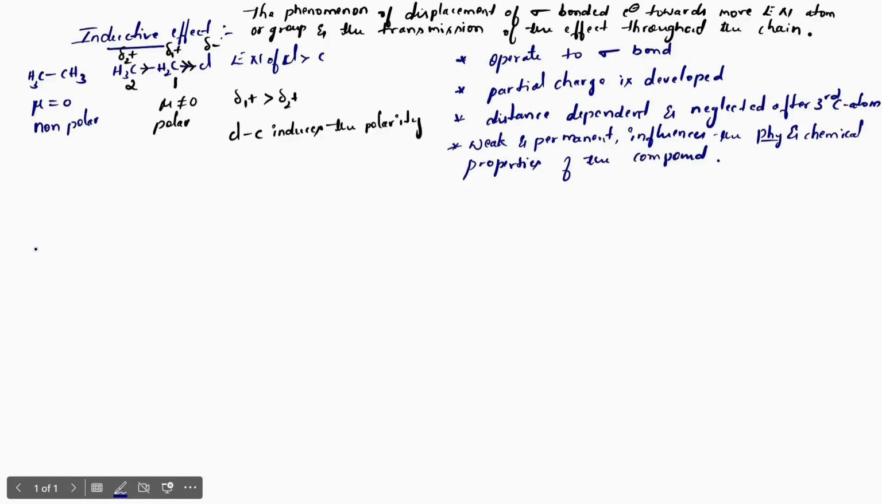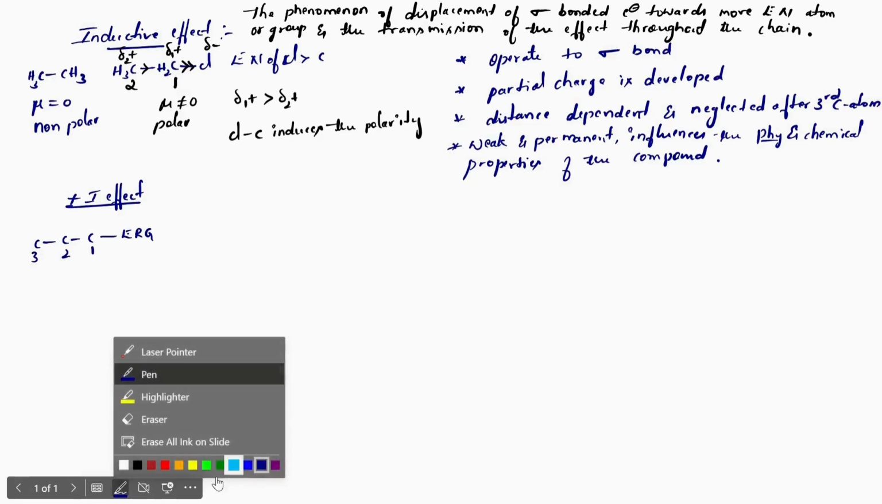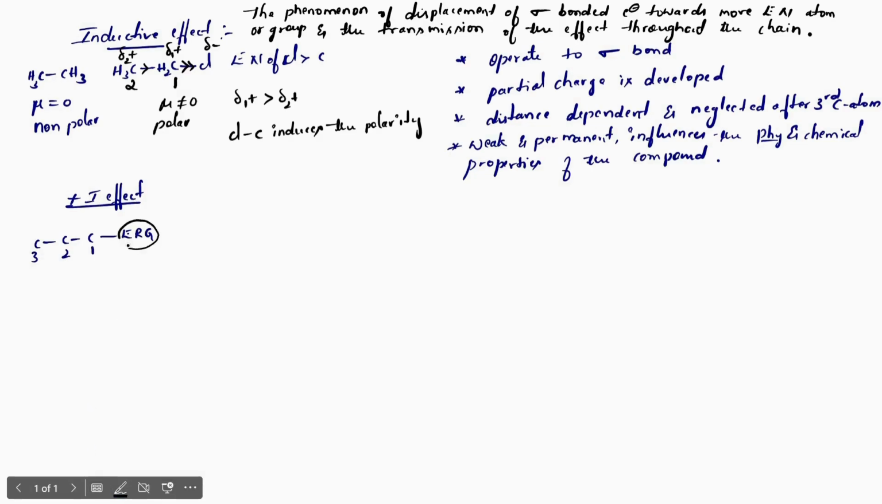Inductive effects are of two types: positive inductive effect and negative inductive effect. Let us discuss the positive inductive effect, also called the plus I effect. Consider an open chain of carbon which is attached to an electron releasing group. This is the first carbon atom, second carbon atom and third carbon atom. Here, this electron releasing group releases electrons towards the first carbon atom and acquires a partial positive charge. The first carbon atom acquires a partial negative charge, that is delta 1 minus.